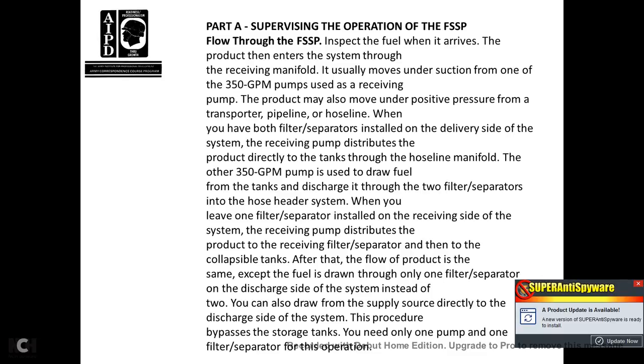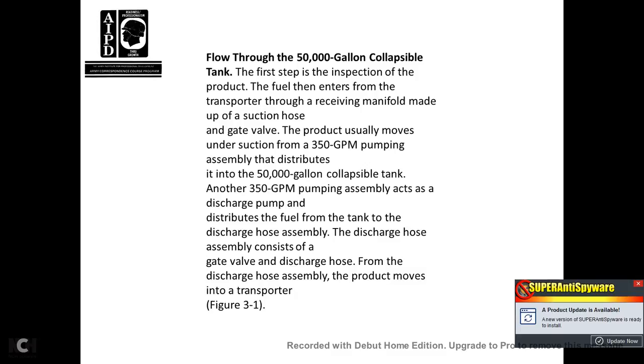When one filter separator is installed on the receiving side of the system, the receiving pump distributes the product through the receiving filter separator to the collapsible tanks. After that, the flow of the product is the same, except the fuel system drains through one filter separator on the discharge side of the system, instead of two. You can also route the supply system directly to the discharge side of the system. This reduces bypass of the storage tanks. You need only one pump and one filter separator for this operation.